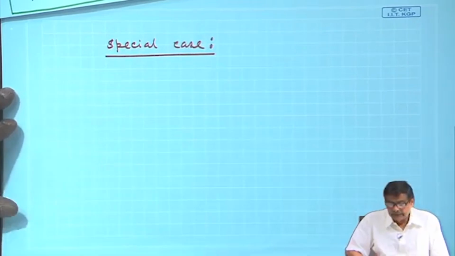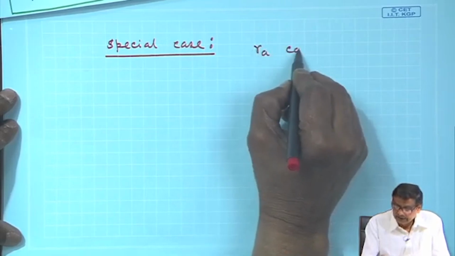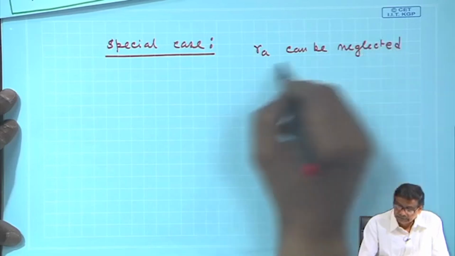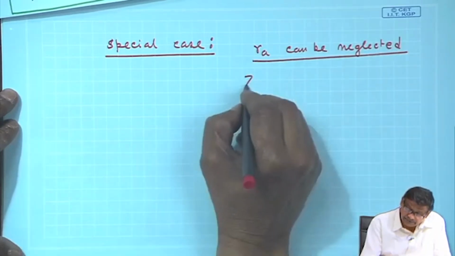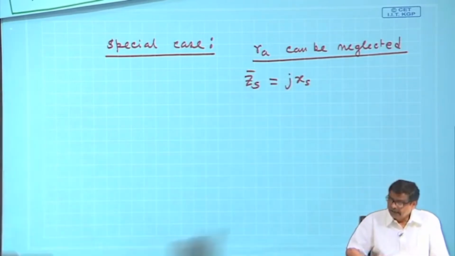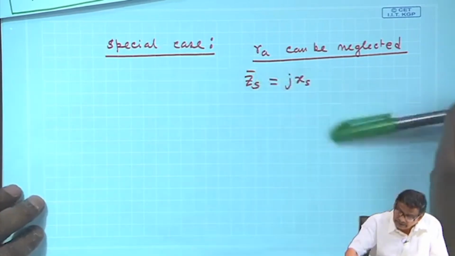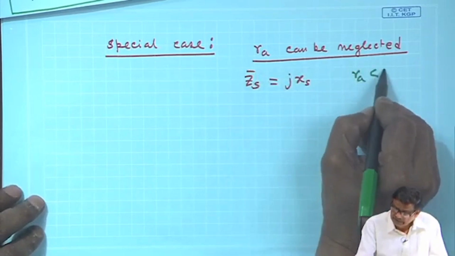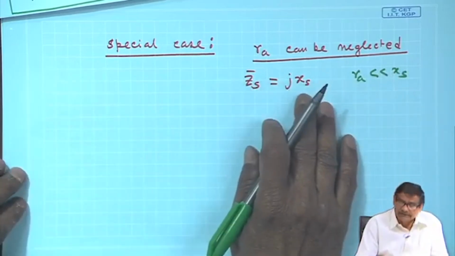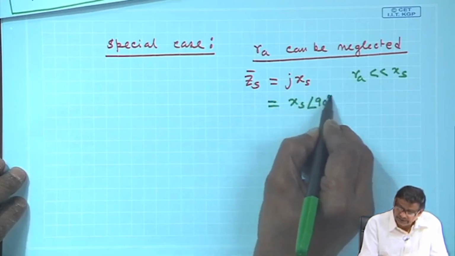when we say that RA can be neglected. If RA can be neglected, that means ZS, I am assuming it is ZX. The reason for this I already told you, because the armature resistance RA is much smaller than XS. So if you neglect that RA part, it will be like this. In this case then ZS becomes XS at 90 degree, is it not?